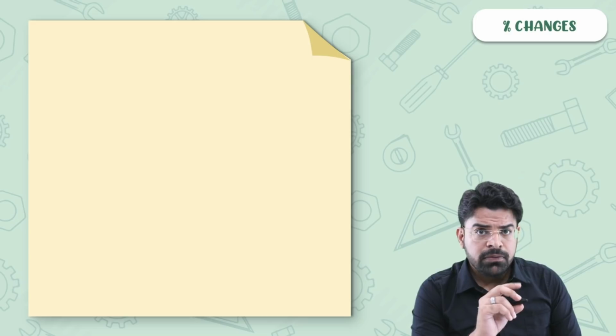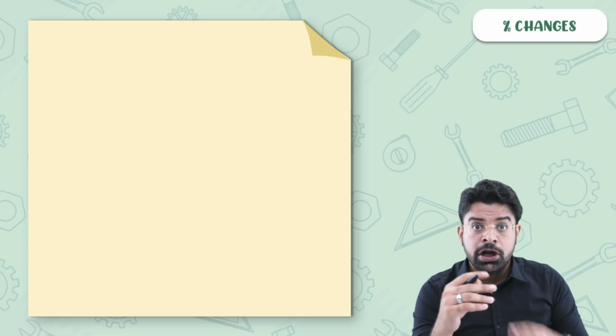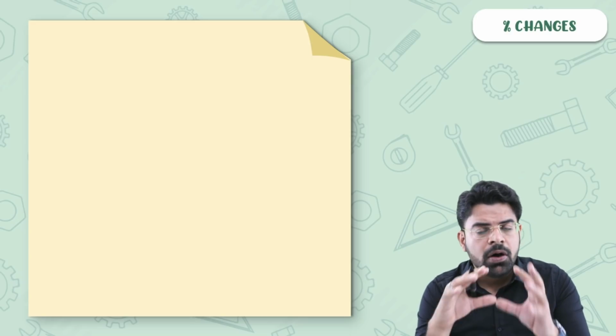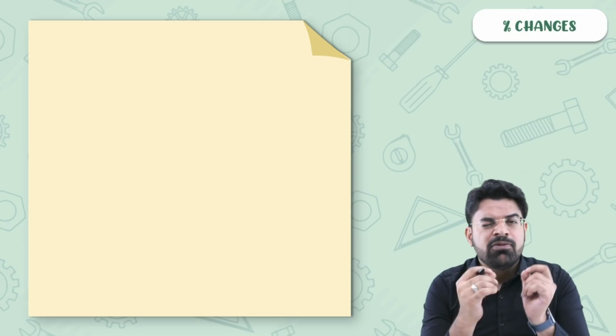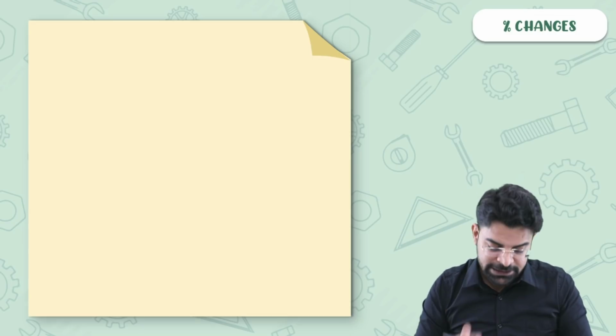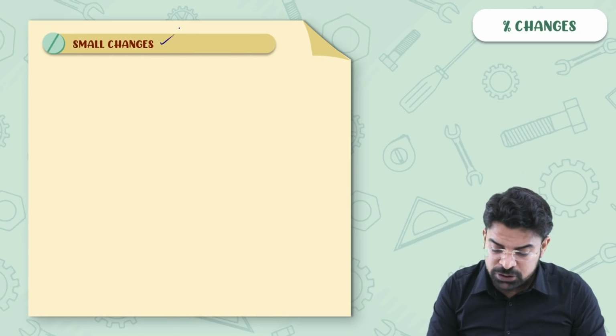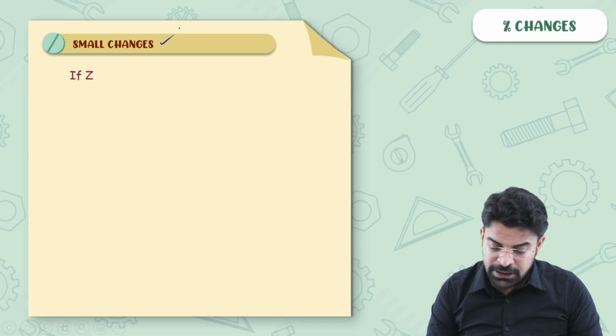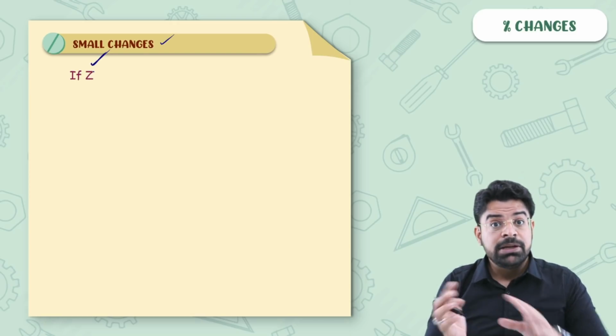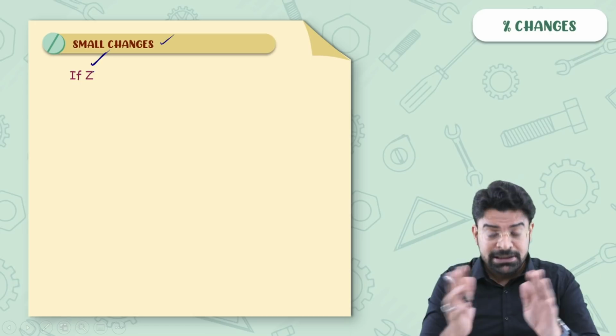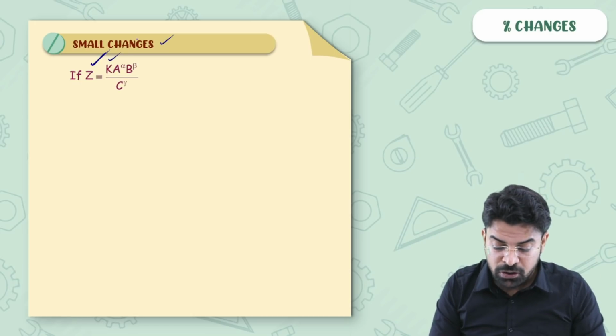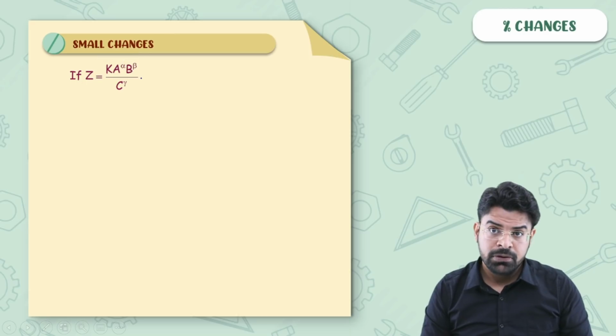Till now, we have talked about large changes, 10%, 20%, 30%. Now we will talk about small changes like 1%, 0.5%, 2%. So if you have got small changes, what to do? Let's say there is a quantity Z which depends upon other quantities A, B and C as per Z equals a constant times A raised to power of alpha, B raised to power of beta upon C raised to power of gamma.